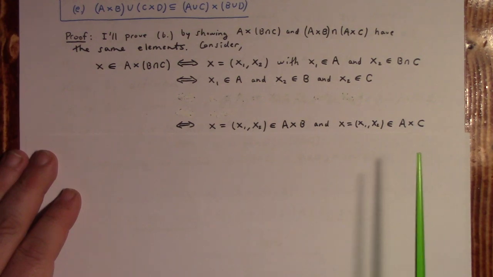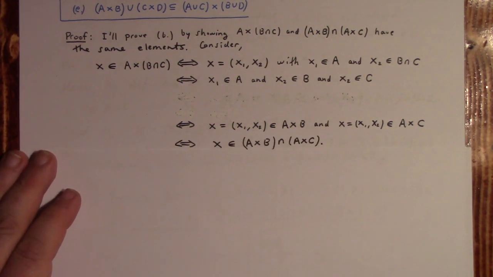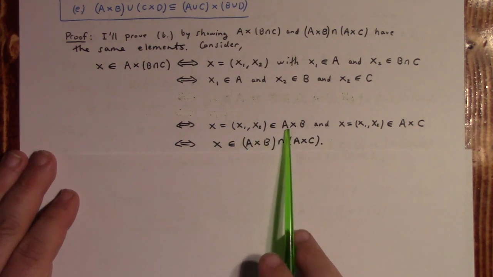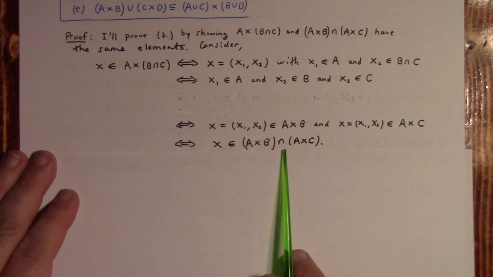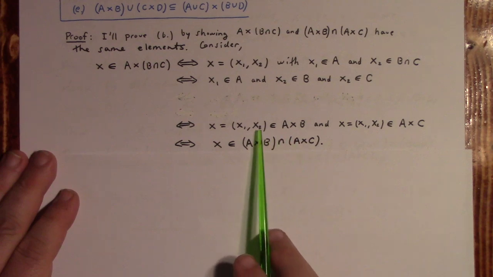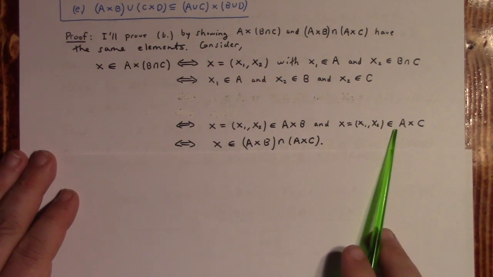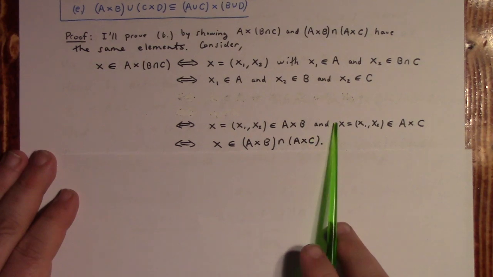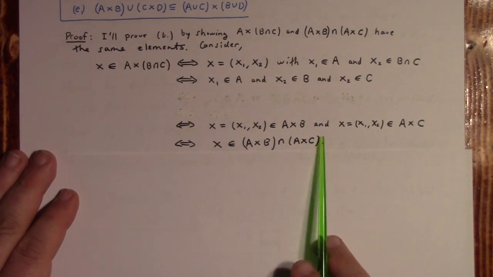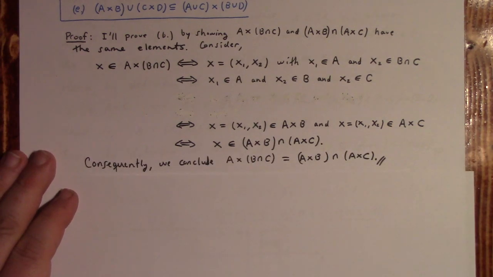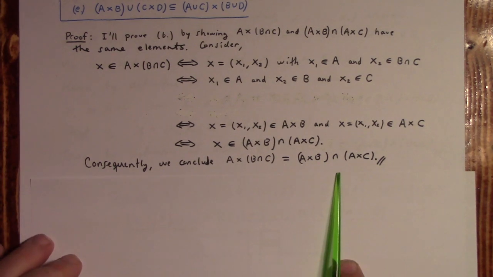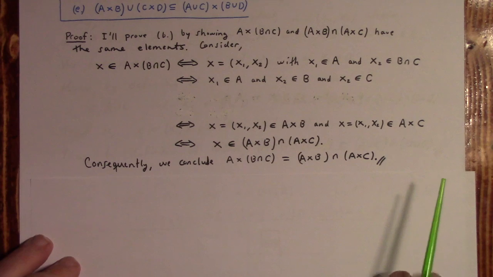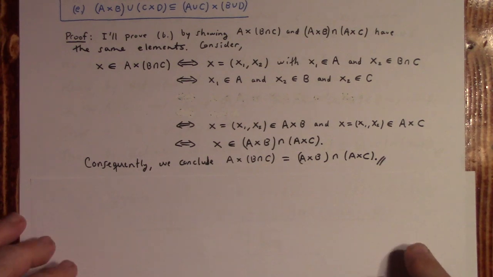So let's see here. The next step is, okay, well that means that X is an element of A cross B intersected with A cross C, because X is in here and X is in there, right? So essentially to go from this step to this step, this is by definition of intersection. And consequently, we conclude that these two sets have the same elements and hence they're equal, all right? So there is a proof of part B of theorem 3.49 in my notes.